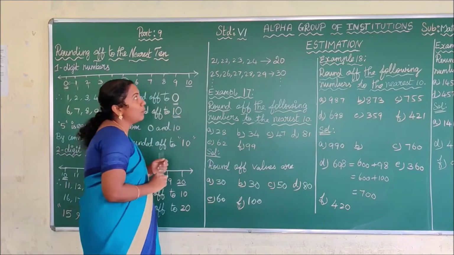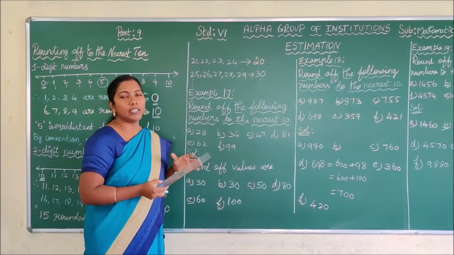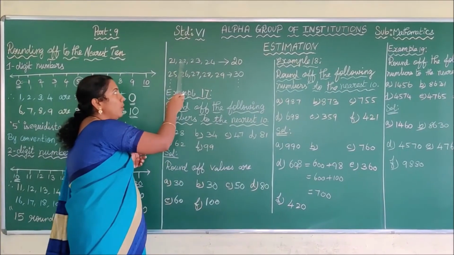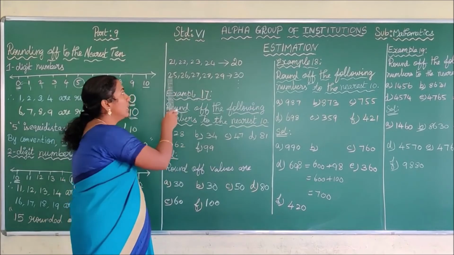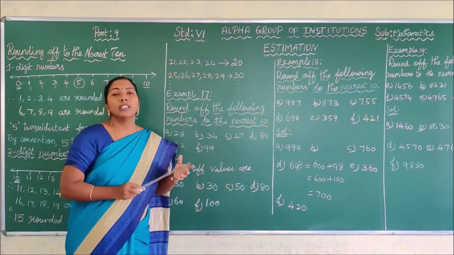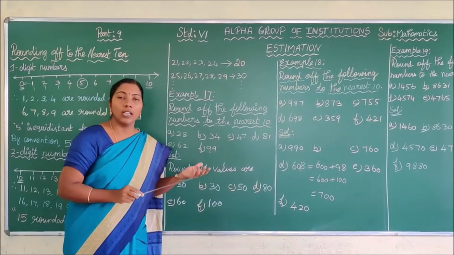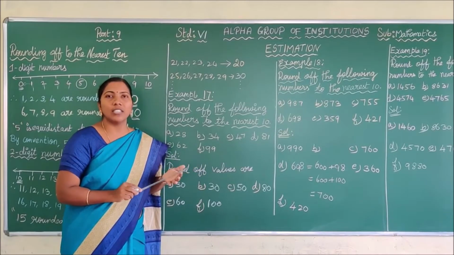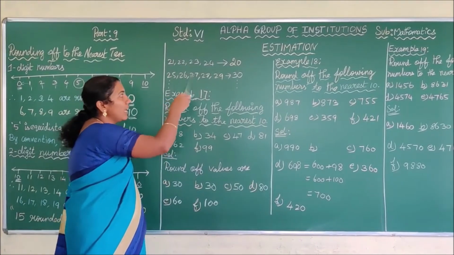Suppose you consider the numbers 21 to 30, meaning 21, 22, 23 up to 30, we are taking the set of numbers. The numbers 21, 22, 23, 24 are rounded down to 20. Similarly 25, 26, 27, 28, 29 are rounded up to 30. Similarly 31, 32, 33, 34 are rounded down to 30. 35, 36, 37, 38, 39 are rounded up to 40. Very good. Similarly, we can explain this.